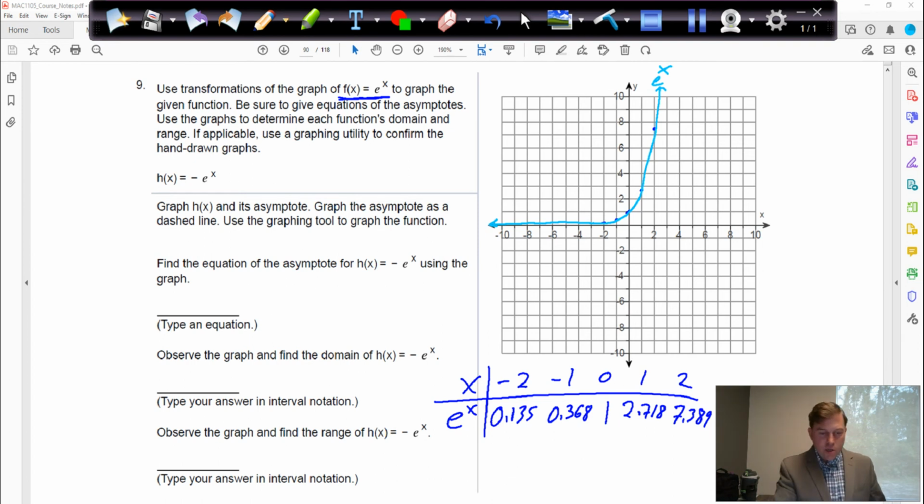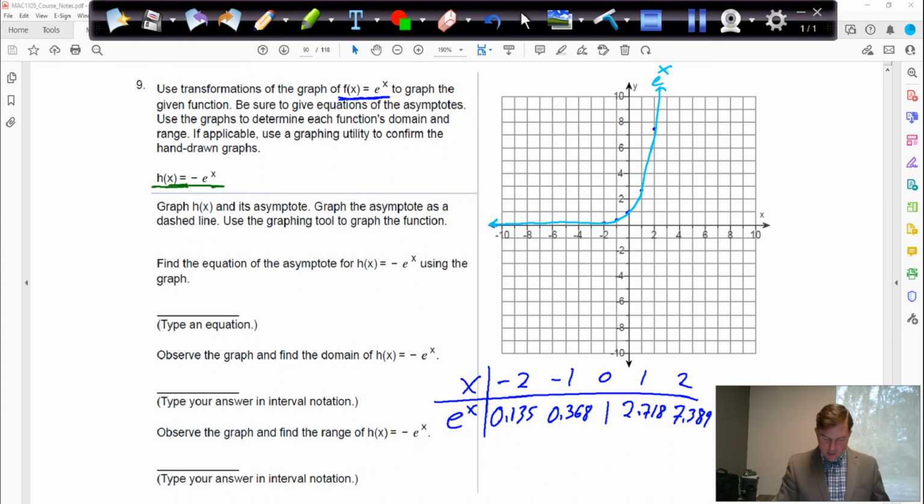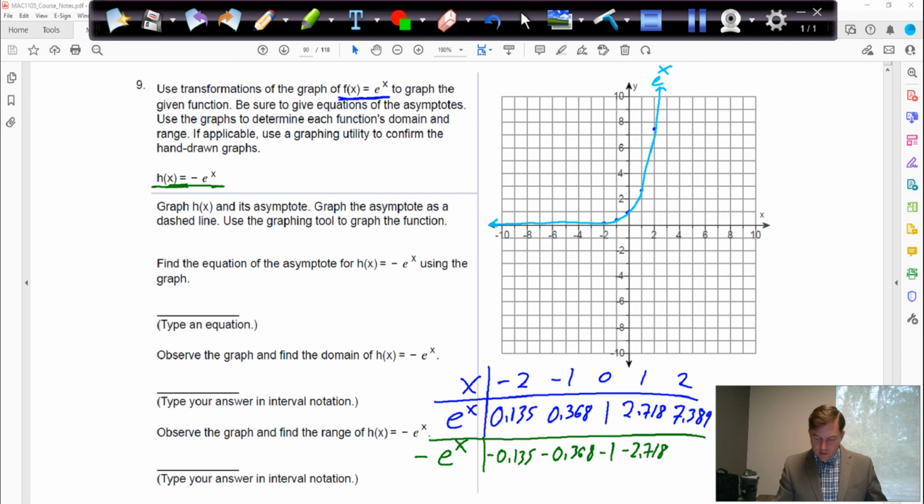Now, the transformation in green. They want us to take the negative of e to the x. So let's actually do this, and then we'll figure out what a minus sign in front does. This minus sign is going to make each of these numbers here negative. So instead of 0.135, we have negative 0.135. Instead of 0.368, we have negative 0.368. And this one's -1, and -2.718, and minus 7.389.